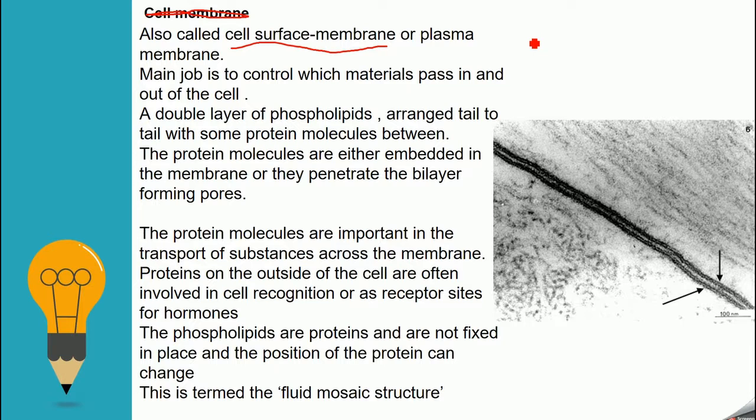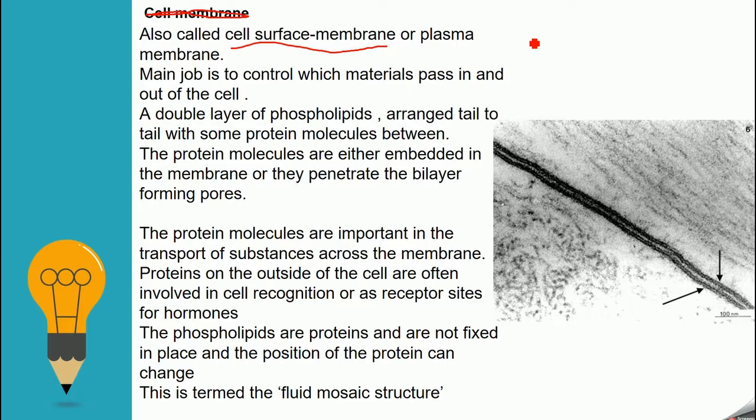And these protein molecules are important in the transport of substances across the membrane. Proteins on the outside of the cell are often involved in cell recognition or as receptor sites for hormones. So the phospholipids and proteins are not fixed in position and can change. And this is called the fluid mosaic model, or the fluid mosaic structure.